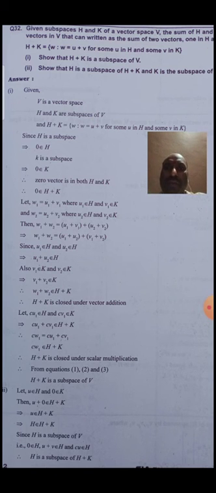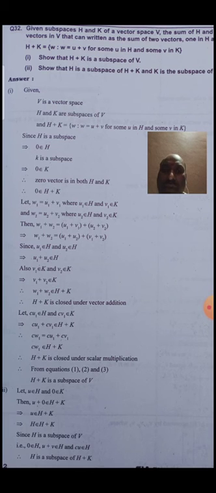Given that V is a vector space, H and K are subspaces of V, and H plus K equals the set of W such that W equals U plus V for some U in H and some V in K. Since H is a subspace, it implies 0 belongs to H, and K is a subspace, so 0 belongs to K. Therefore, the 0 vector is in both H and K. Therefore, 0 belongs to H plus K.